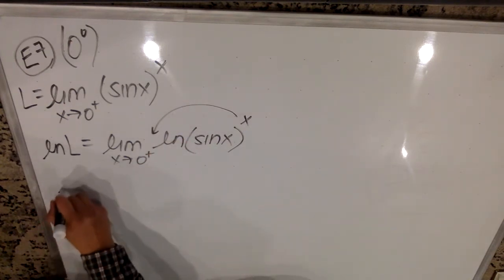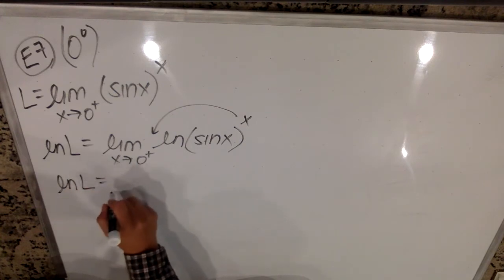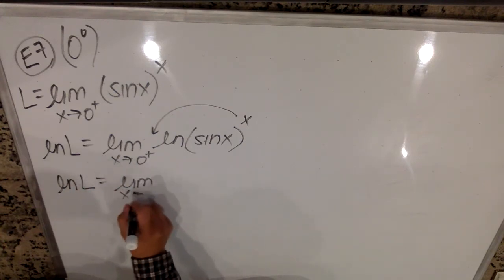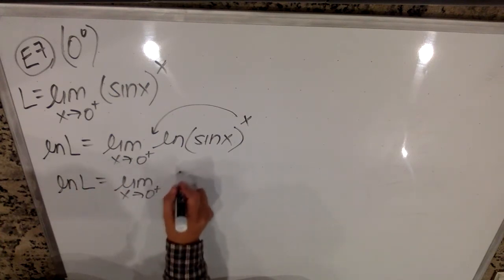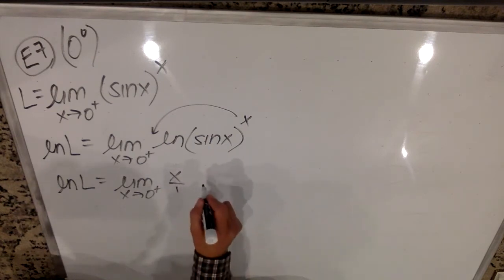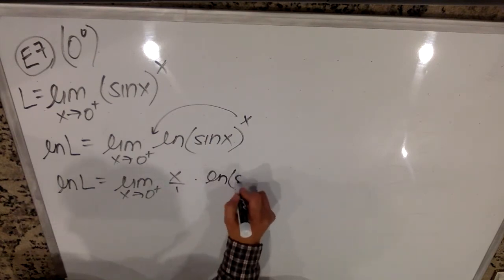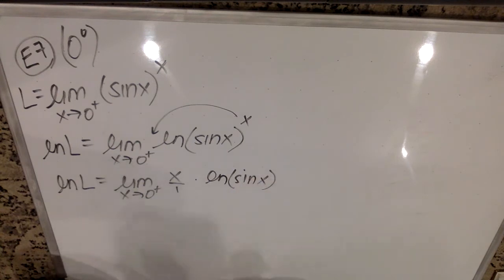So what's going to happen is I'm going to have the natural log of L equals the limit as x approaches 0 from the right of x, which is really x over 1. It's relevant because in a second I'm going to flip it. And you've seen this trick already twice in P6 and E6.